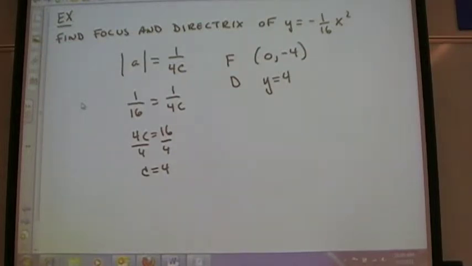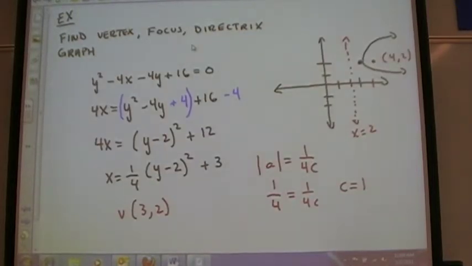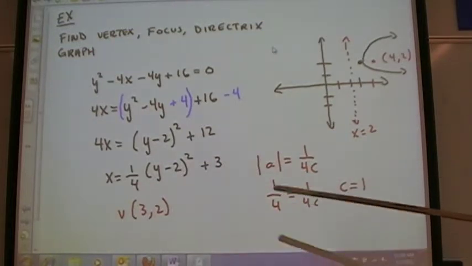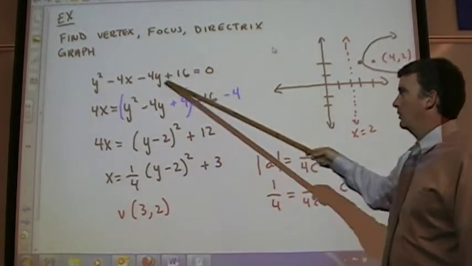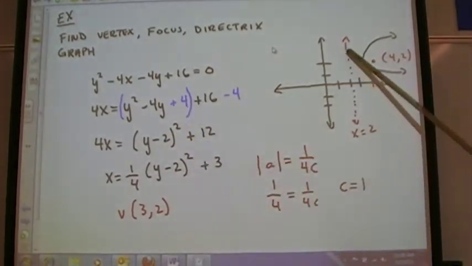All right, those were the easy ones. This one's the most challenging right here. And this one, you're asked to find the vertex, the focus, and the directrix, and then graph it. All right, so this is all that was given to you right here. All of this is our work. All right, so y squared minus 4x minus 4y plus 16 equals 0.